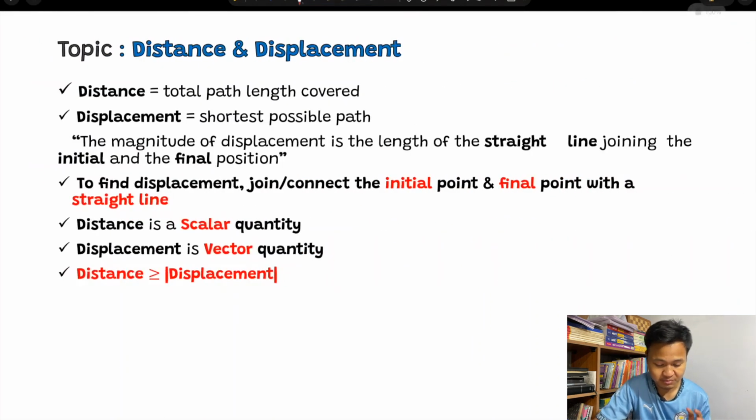So let's jump into distance and displacement. Distance means the total path, the total length covered when you move from one point to another point. Displacement means the shortest possible path. Okay, so let's keep this definition just like this.